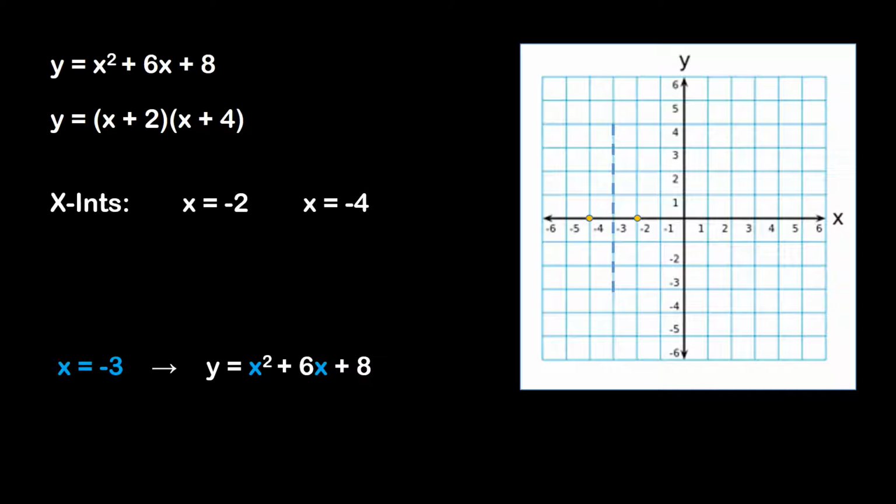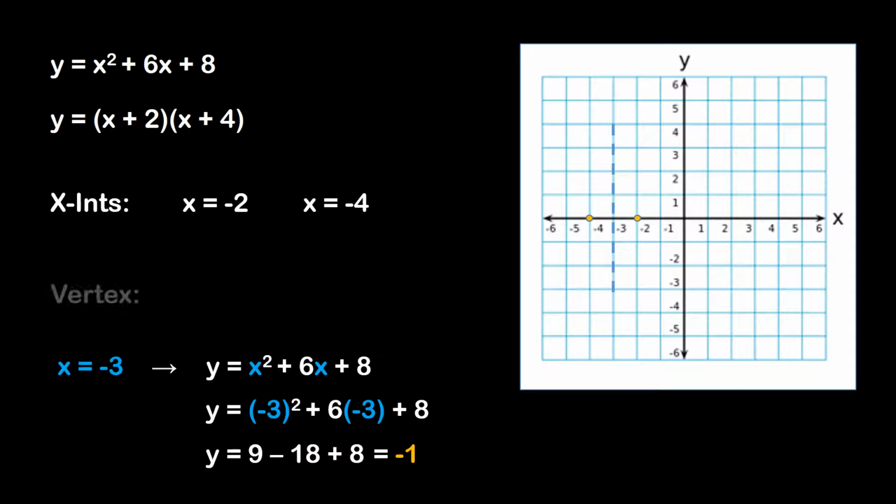So I plug it in for x, and I'll have y is equal to negative 3 squared plus 6 times negative 3 plus 8. And that will give us y is equal to 9 minus 18 plus 8, or y is equal to negative 1. So we have that for x is equal to negative 3, y is equal to negative 1, and therefore the vertex is (negative 3, negative 1).